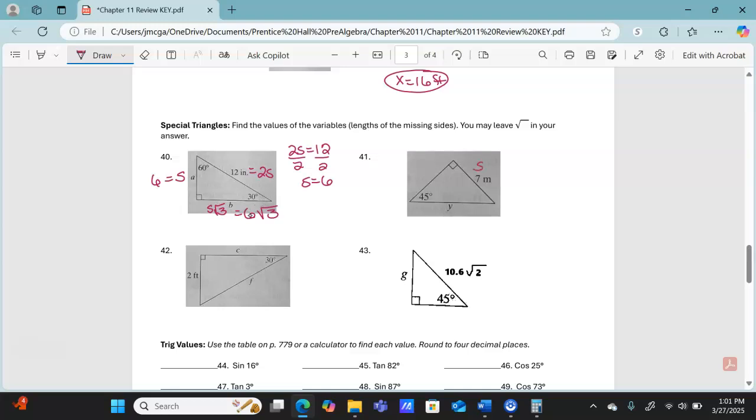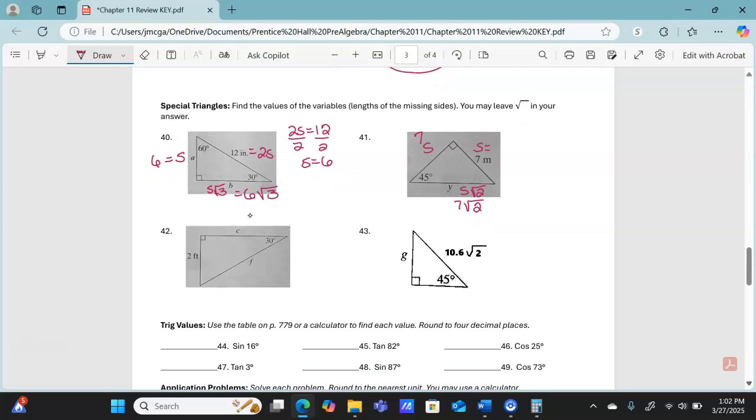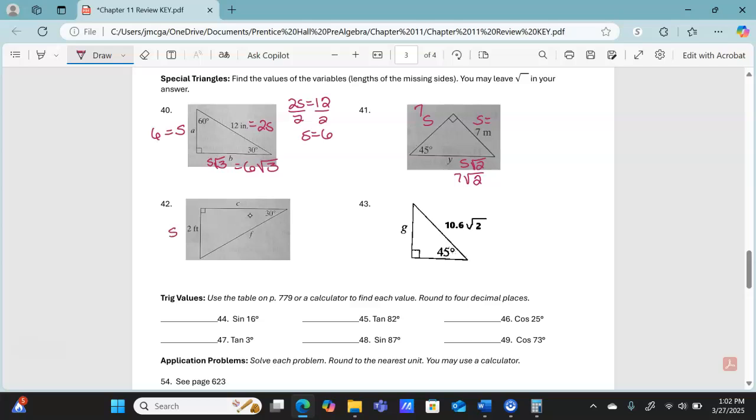On 41, S, and S square root of 2 for my right triangle, 45, 45, 90 triangle. So that's S is 7. So this would be 7 square root of 2, and this would be 7. Down here, across from the 30 is S. The hypotenuse is 2S, and this is S square root of 3. So S is 2, so that means this is 4, because 2 times 2 would be 4, and this would be 2 square root of 3.